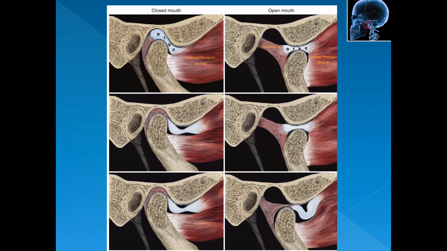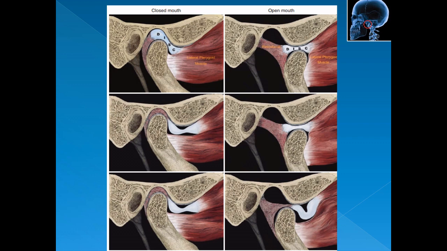So anterior displacement with reduction is actually defined as disc displacement in the closed mouth position that reduces to the normal relationship at some time during opening, but with a click. And here often the patient will not have pain, and the mandible deviates to the affected side on opening until the click occurs and then returns to the midline.